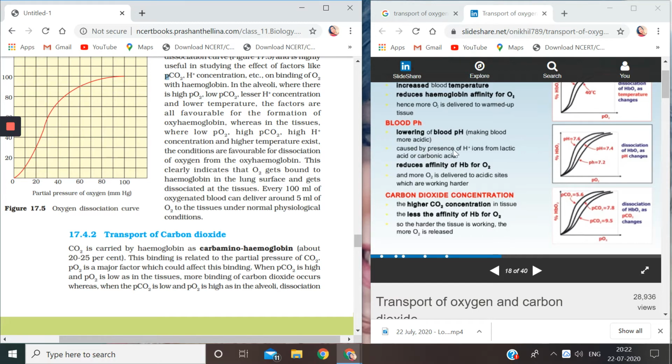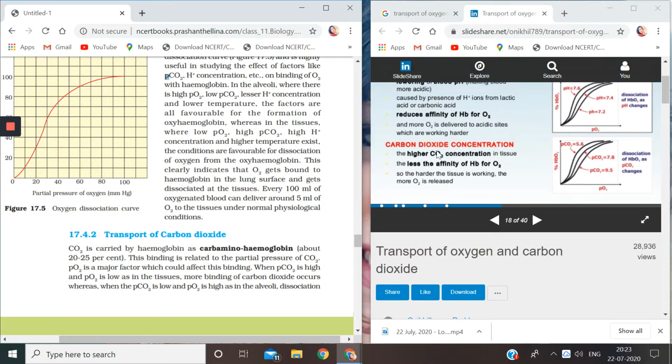Now this is caused by the presence of what? H plus ions, because the presence of hydrogen ions gives the acidic environment to the blood, from lactic acid or carbonic acid. Every acid has a hydrogen ion concentration. So the more the hydrogen ion concentration, the lower will be the pH of blood, and a lower value of pH means high acidity. This reduces the affinity of hemoglobin with the oxygen. That means again the binding will be reduced and dissociation will be increased.